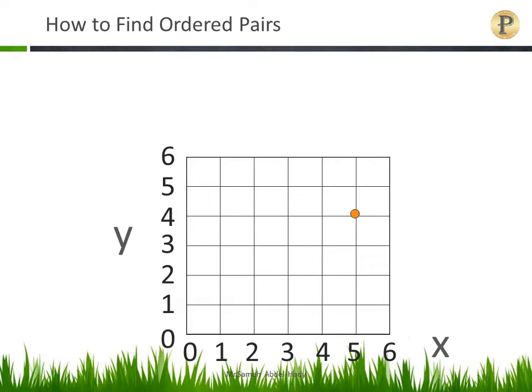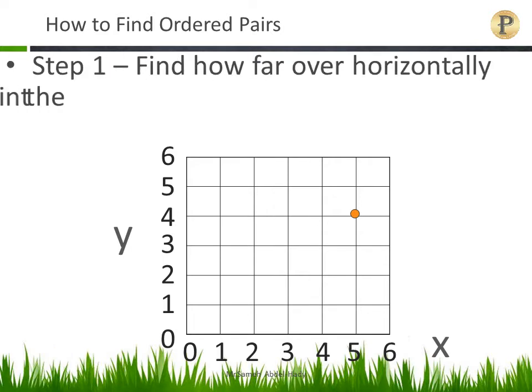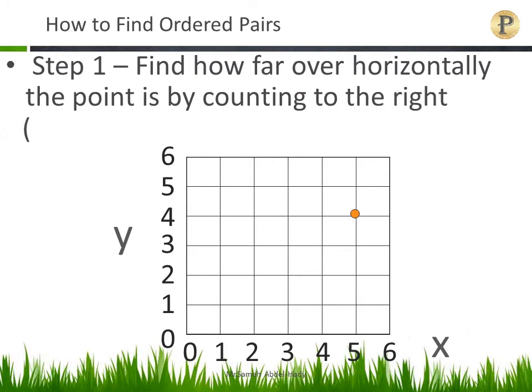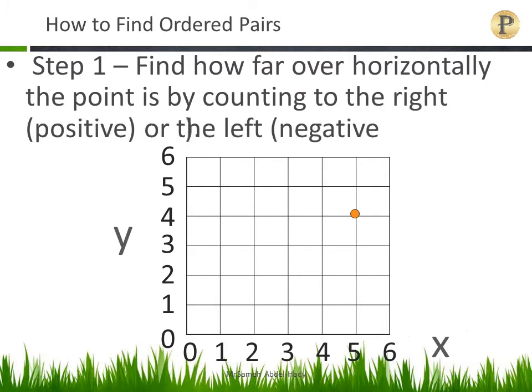Now, how to find ordered pairs? Now you see this point on the grid. Step 1. Find how far over horizontally the point is by counting to the right. This point, find how far over horizontally. 1, 2, 3, 4, 5. So the projection of this point on x-axis is 5.